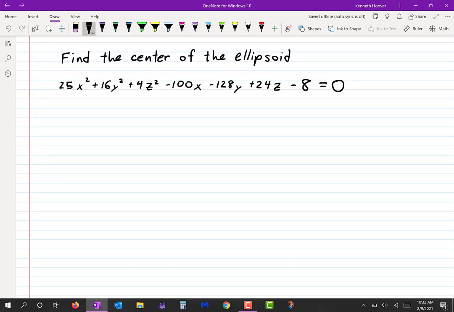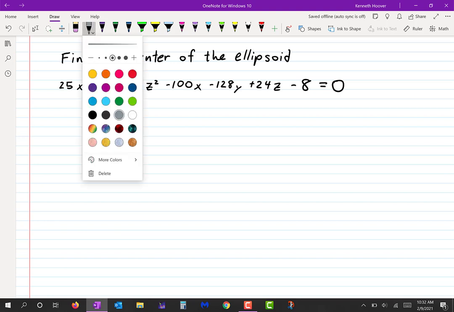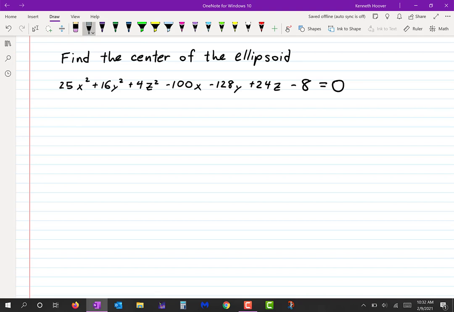Okay, let's look at this question here. Find the center of the ellipsoid, and then they give you an equation. Looks pretty complicated, doesn't it? And by the way, how do you even know it is an ellipsoid? And how do you find the center? Well, the trick is you put it into standard form. And I'm going to show you how to do that, because it's going to require completing the square. Okay? So let's do this.